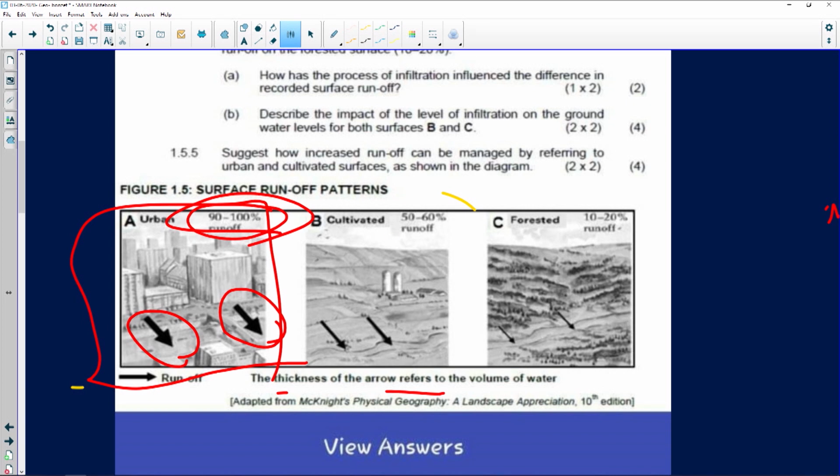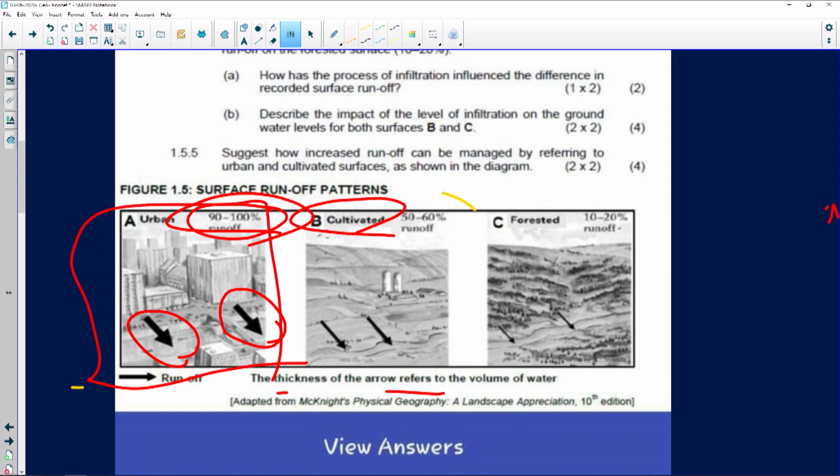If you go to cultivated area B, yes, I know it's covered with vegetation. Yes, if you look at the area, it might be a little bit steep. So yes, some of the water is going to be able to infiltrate, and some of the water is going to be able to run off. Why? Because it might be because of the permeability that's been created by the farmer.